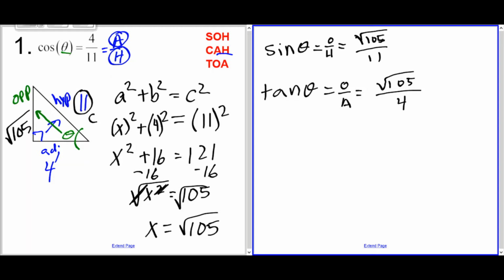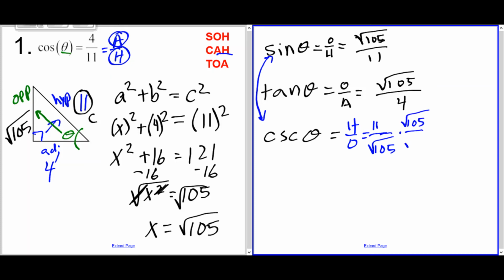Now we'll do cosecant. Remember, cosecant and sine are related. So remember, cosecant is the reciprocal of sine, so this will be hypotenuse over opposite. So the hypotenuse is 11, and opposite is the square root of 105. However, you cannot leave the square root in the denominator. So you've got to multiply by square root of 105 divided by itself. So remember, these square roots cancel off, and I'm left with 11 square root of 105 over 105. So that's my answer for that one.